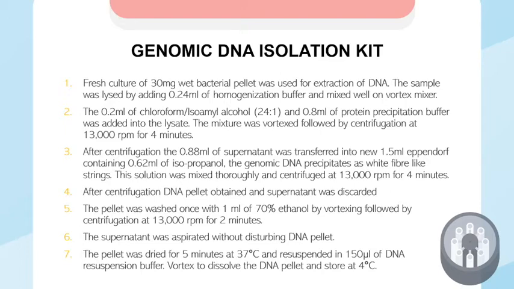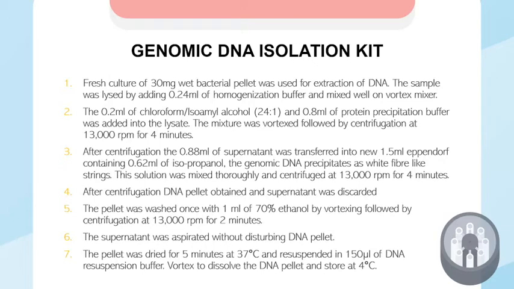First, the fresh culture of 300 milligrams wet bacterial pellet was used for extraction of DNA. The sample was lysed by adding 0.24 milliliters of homogenization buffer and mixed well on a vortex mixer. A 0.2 ml of chloroform or isoamyl alcohol in a 24:1 ratio and 0.8 ml of protein precipitation buffer was added into the lysate. After that, the mixture was vortexed, followed by centrifugation at 13,000 rpm for 4 minutes.